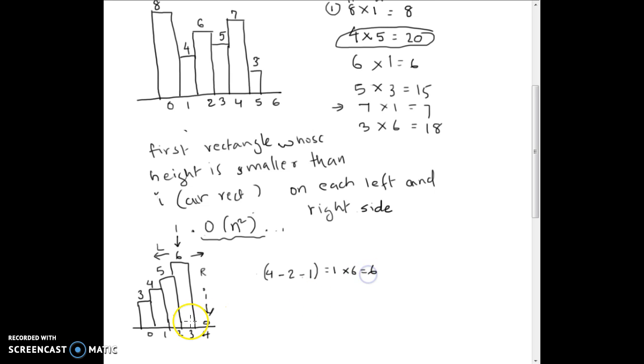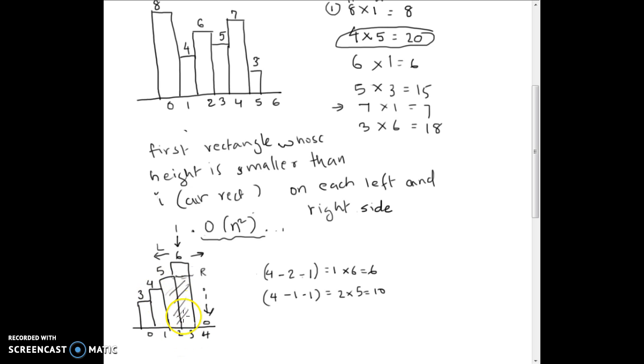So same thing for the next one. For 5, I have 4 and 1, so 4 minus 1, minus 1, right? So I have 2 times 5, and 2 times 5 is 10, which makes sense, right? So 5 is extended by this, and if you look at the area, this whole area is just 5 times 2, right?